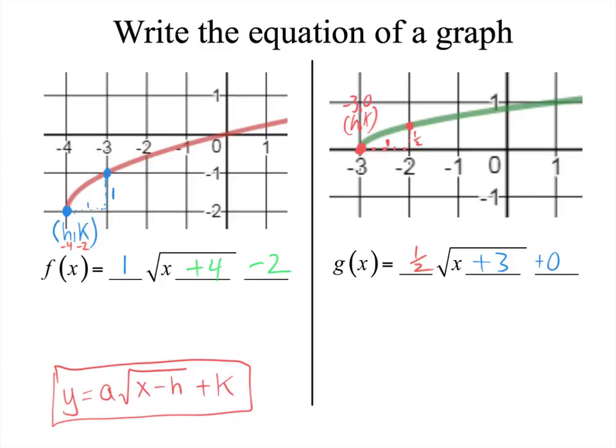So, first thing you need to do is spot HK. Then you need to spot how far, when I go over 1, how far up or down my graph went, and that goes in front.